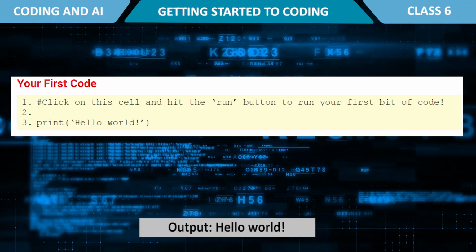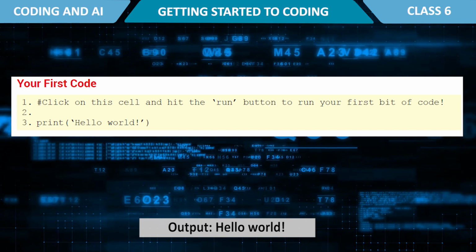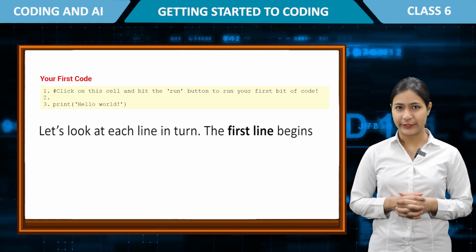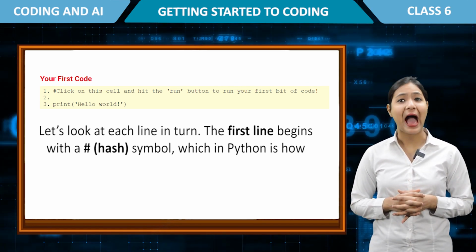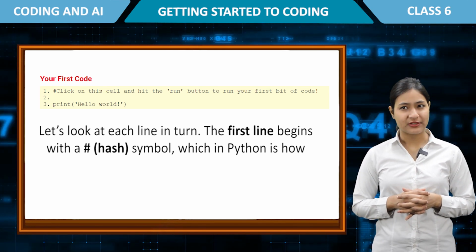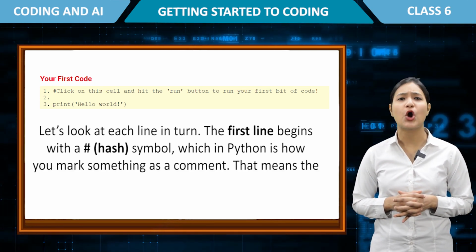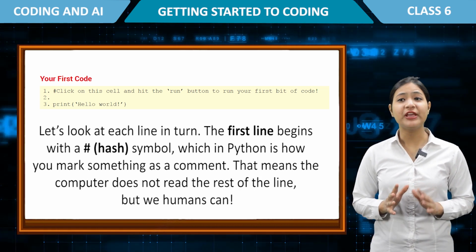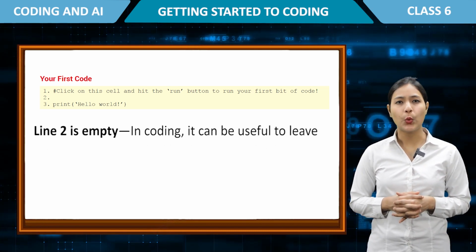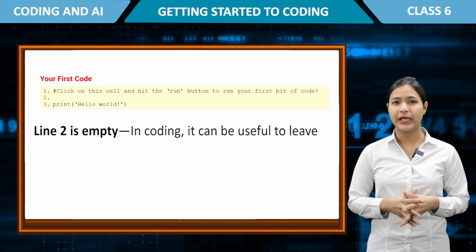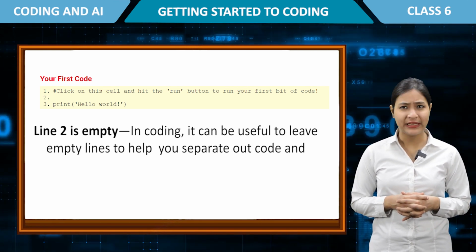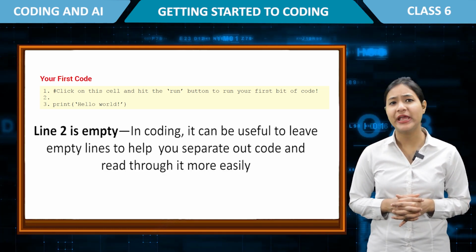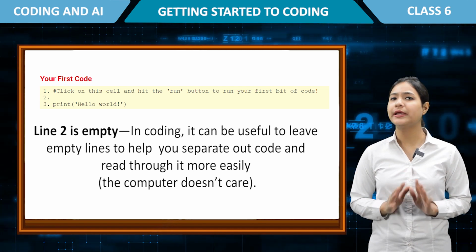Your first code, output: hello world. What did that do? Let's look at each line in turn. The first line begins with a hash symbol, which in Python is how you mark something as a comment. That means the computer does not read the rest of the line, but we humans can. Line 2 is empty. In coding, it can be useful to leave empty lines to help you separate out code and read through it more easily. The computer does not care.